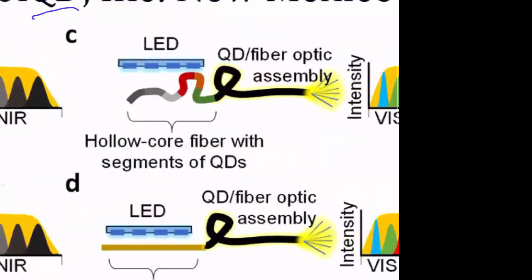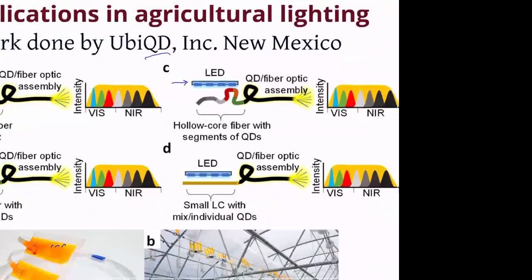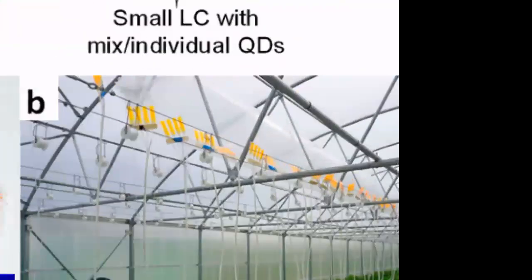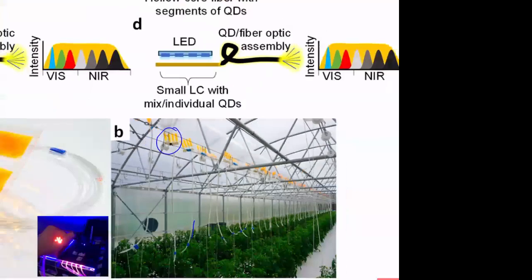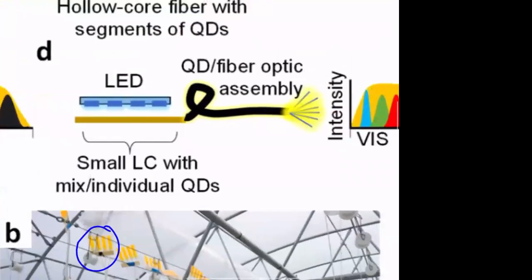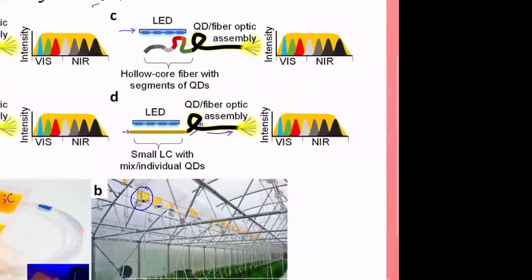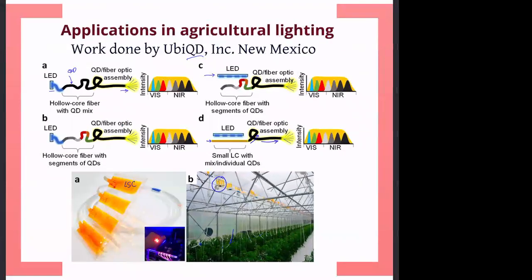You can also have LEDs placed outside, simply exciting from the outside. And that's exactly what they do in this picture: they have LEDs in the ceilings or on the sides. I'm not sure for sure, but I'm pretty sure that they have some LEDs simply exciting these luminescent concentrators from outside. And this is another example where they have an LED illuminating a small section of the fiber, which has the individual or mixed quantum dots, and then they have another section of the fiber to deliver the light to the plants. So again, another very interesting application of LSCs being commercialized by this company.